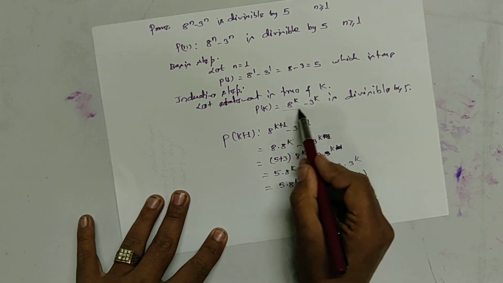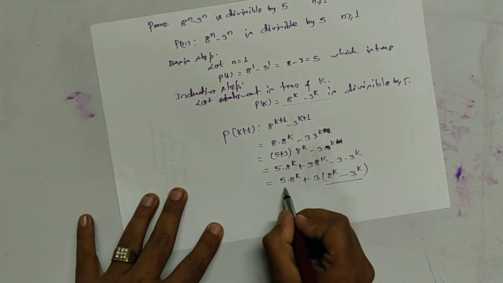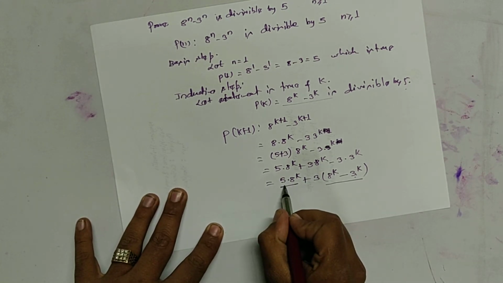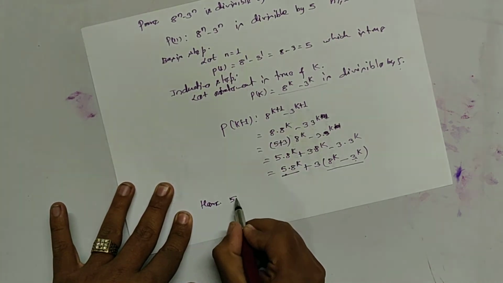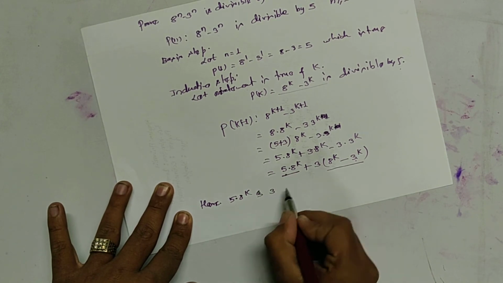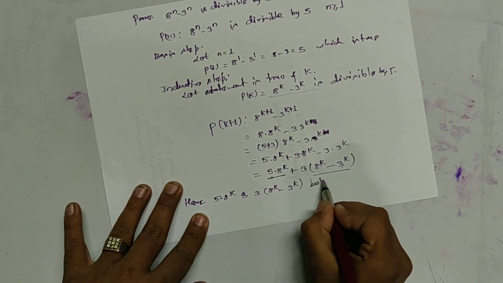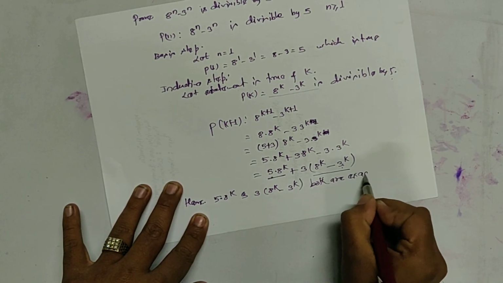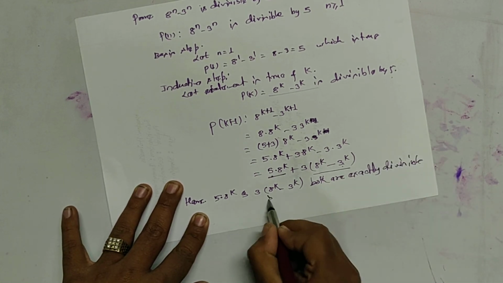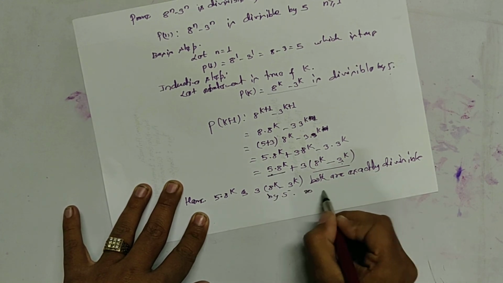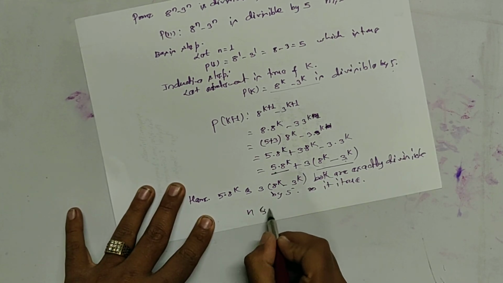We know that 8 power k minus 3 power k is exactly divisible by 5 from the assumption, and 5 into 8 power k is exactly divisible by 5 since it is multiplied by 5. So 5 into 8 power k and 3 into 8 power k minus 3 power k are both exactly divisible by 5. So it is true. That means it is true for n and n plus 1 term.